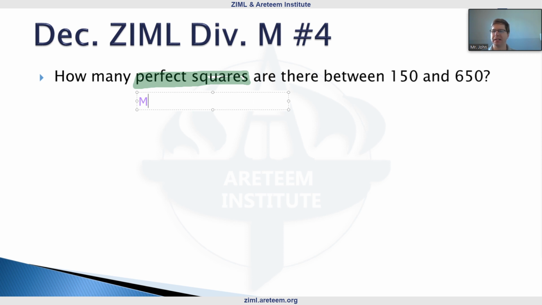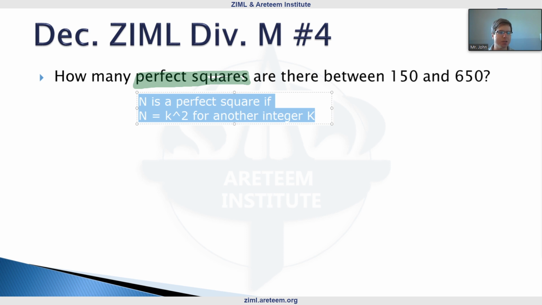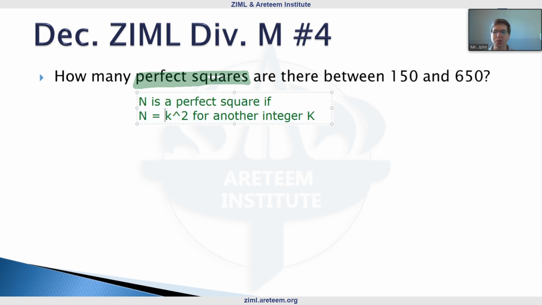n is a perfect square if n equals k squared for another integer k. So we can write these out as something else squared in this case. Sometimes this will just be called a square. Sometimes, to denote that it's exactly a square, you'll see the word perfect thrown in there as well. So we have perfect square from there. Now, this is in some ways a counting question, right?